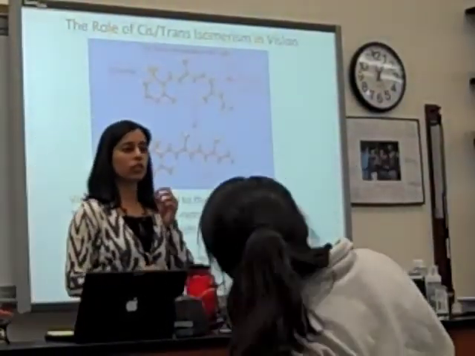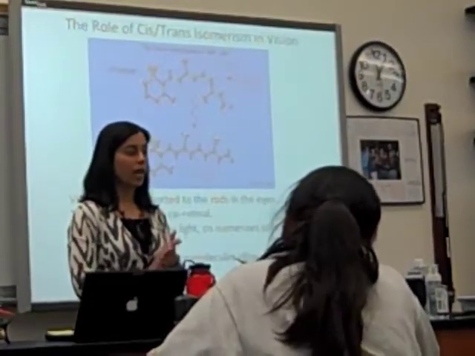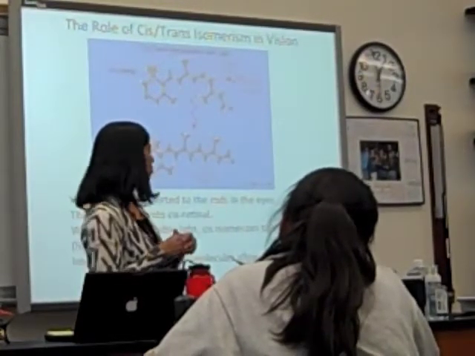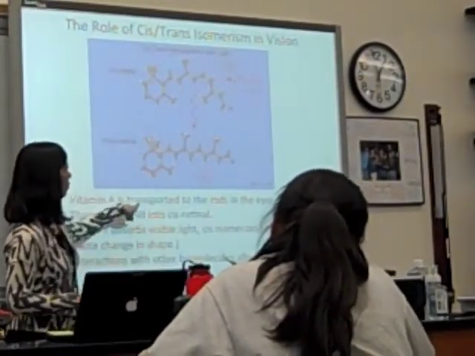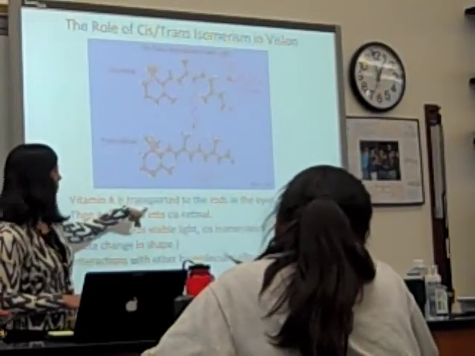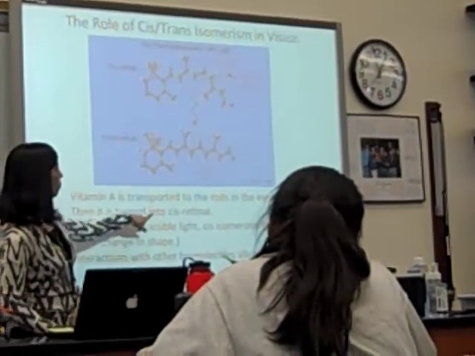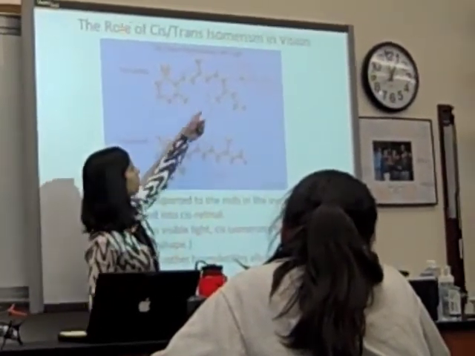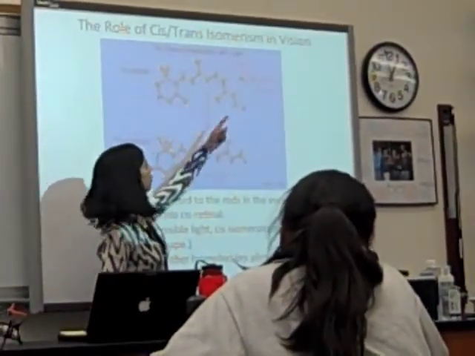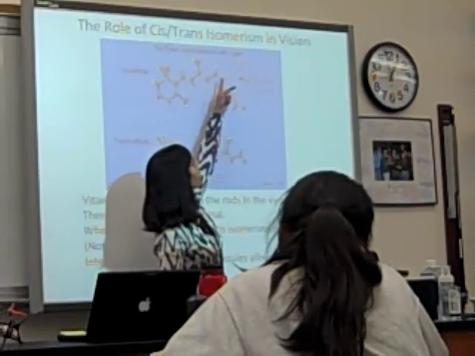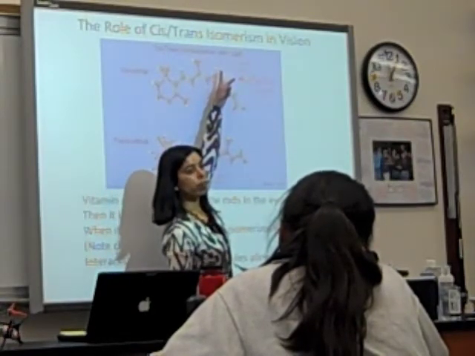Has anyone ever told you you should eat carrots because it has vitamin A and it's good for your eyes? There's some truth to that. Vitamin A is transported to the rods in the eyes, which are on the retina. Okay. That is turned into a molecule called cis-retinal. Here's cis-retinal. It's a big structure, but here's what I want you to focus on. This is a cis double bond. The 2 hydrogens are on the same side of the double bond.